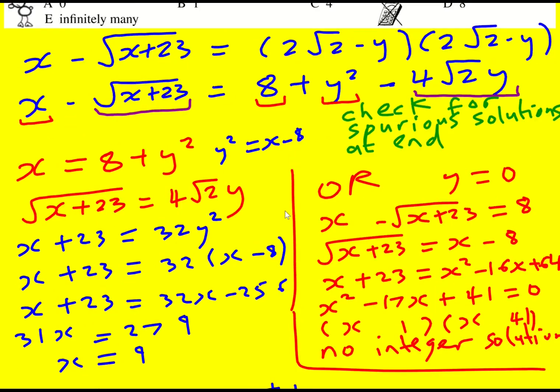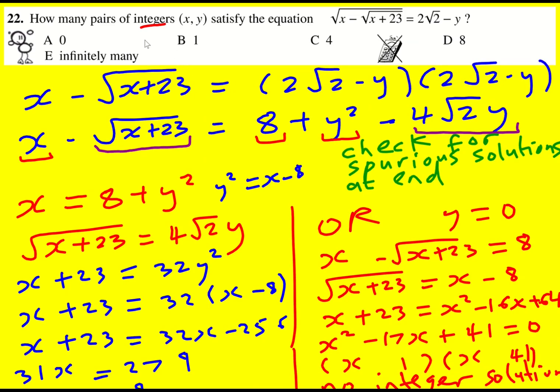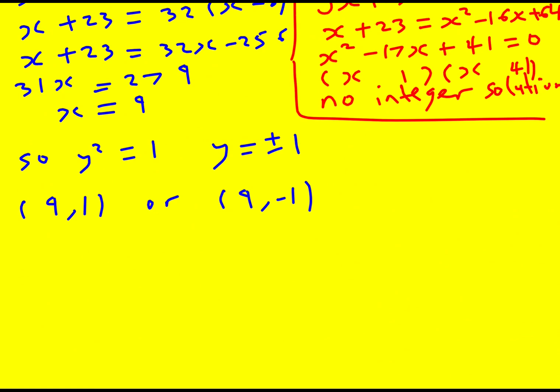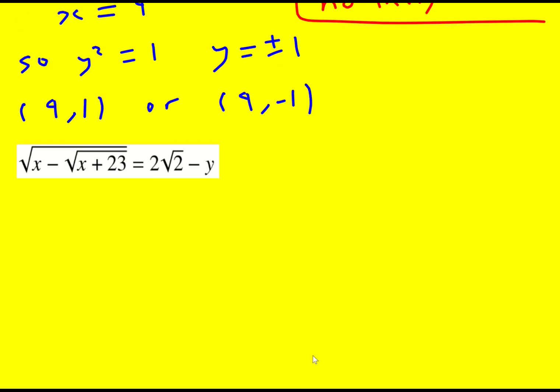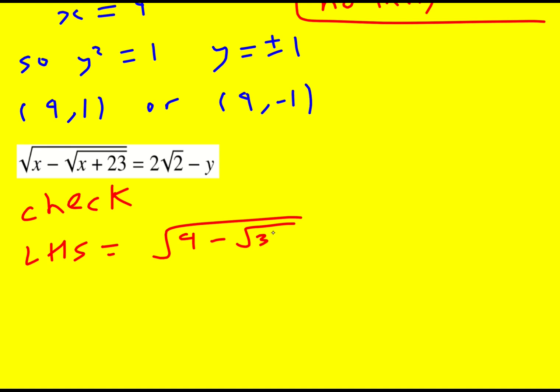Now, at this point, especially if you're running out of time, you probably think one of these is probably going to be okay. I'm going to go for this one. And you would actually be right. But away from this challenge, we do need to check that these work. Now, I'm going to look at the left-hand side. So check. The left-hand side is going to equal the square root of 9 minus root 32.